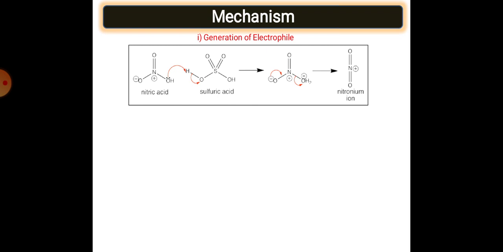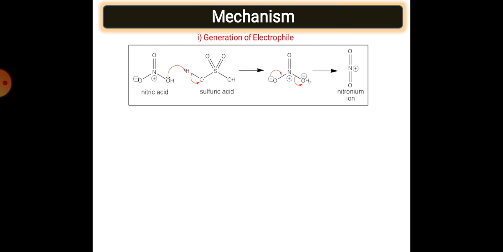So there is the concept of Bronsted acid and Bronsted base. Sulfuric acid loses the proton because it is the more acidic one, so it acts as an acid, while nitric acid abstracts the proton, so it is a base. So first you listen to what the mechanism is. This forms a hydronium ion, water is lost, and from that you get NO2+, which is nothing but the nitronium ion.